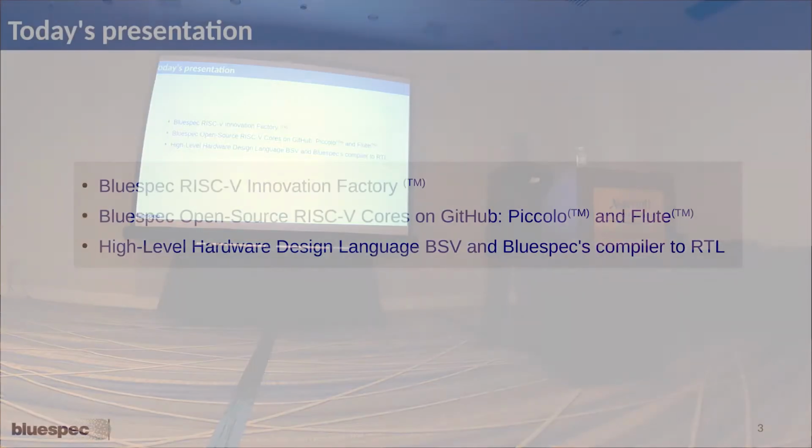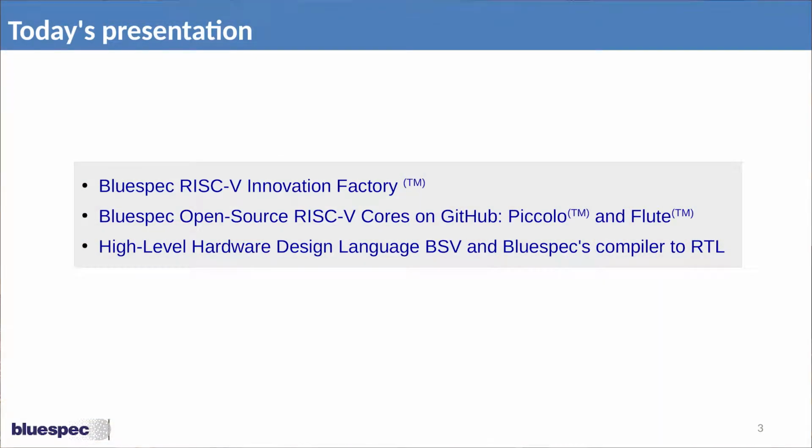So here's my plan for today. I'm going to mainly talk about a product that is coming out within about 6 weeks or so, called the Bluespec Innovation Factory, or at least the first version of it is. Most of my time I'll just be talking about that. I'll also mention the open source cores we have, which are called Piccolo and Flute. And then I'll say a little bit about the high-level design language.